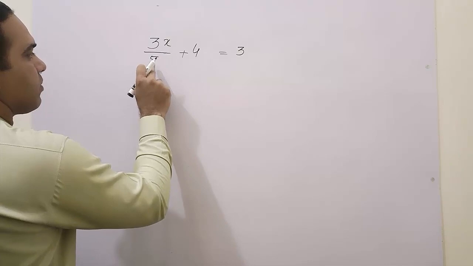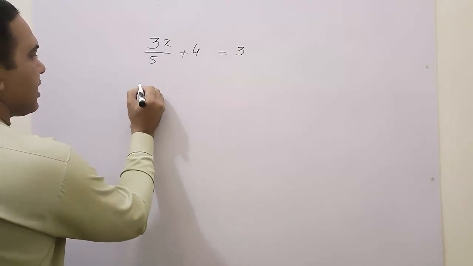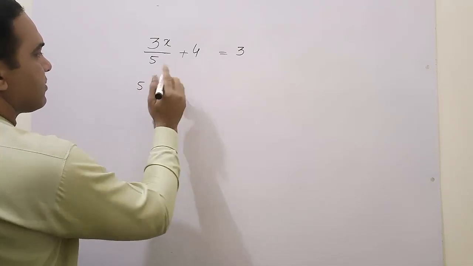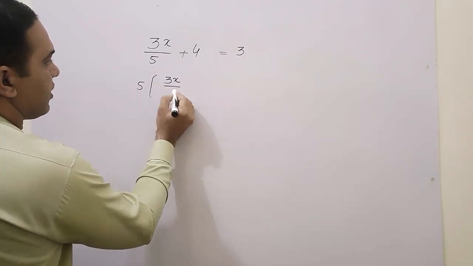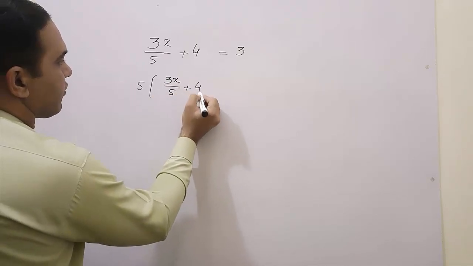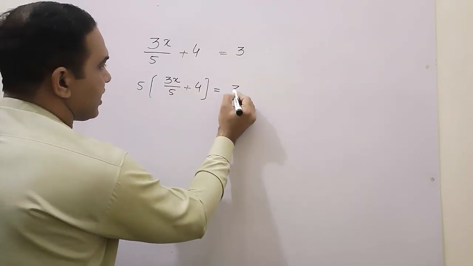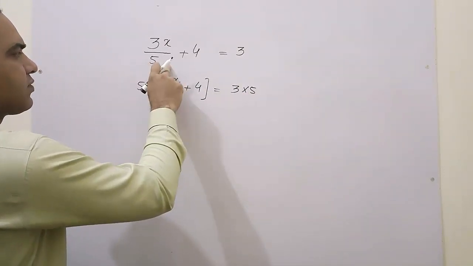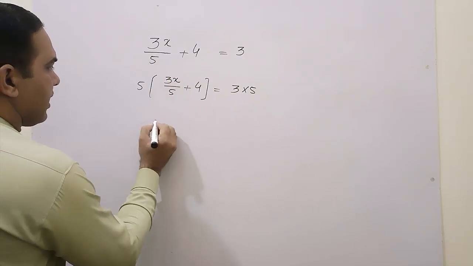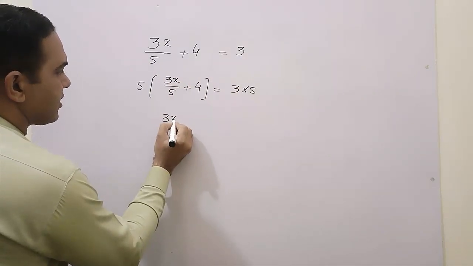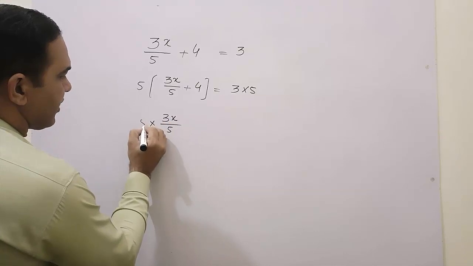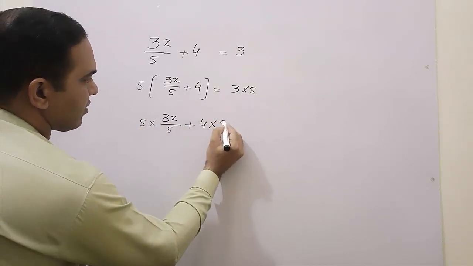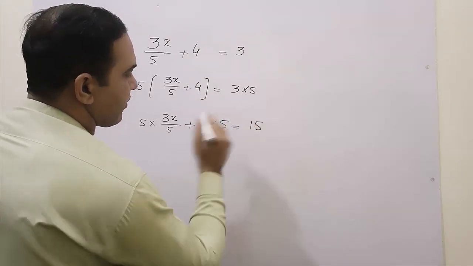First of all, we have to remove this 5. For this, multiply the whole equation with 5. 3x over 5 plus 4 is equal to 3 will be multiplied with 5 on both sides. Multiply with 5 because here is 5, and after that 3x over 5, this 5 multiplied by this, plus 4 multiplied by this 5, and this is 15.